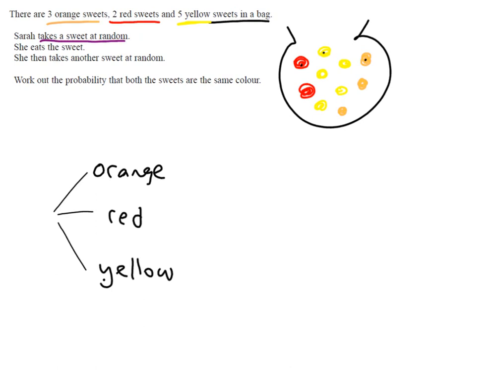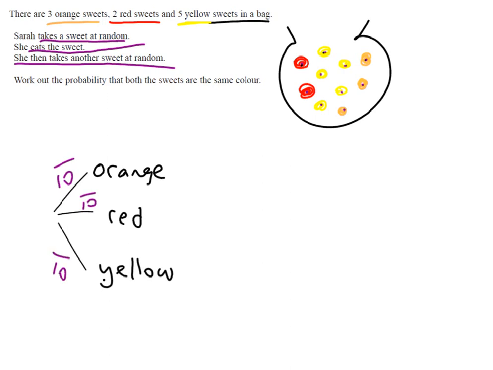Sarah takes a sweet at random. She eats the sweet. Classic. That's exactly what I'd do, to be honest. No chance I'm putting a sweet back without eating it. She then takes another sweet at random. So the first time it's out of 1, 2, 3, 4, 5, 6, 7, 8, 9, 10. Okay, so all your probabilities are out of 10.